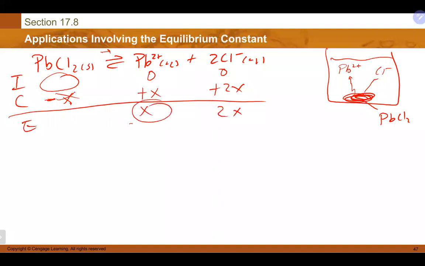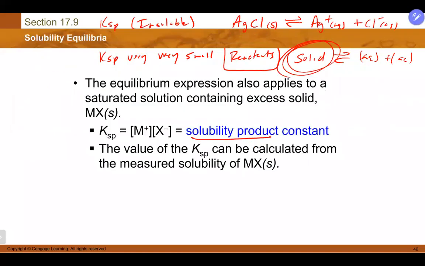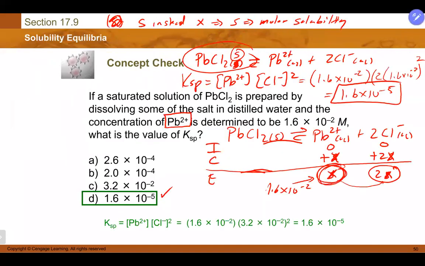And again, we were able to work our way backwards because they told us the concentration of lead 2 in the problem. And as we can see from the table, that equals X, which is what gives us this value. Those are really all the values that we need to put into our expression of this guy here. Other questions on that? We did that one.